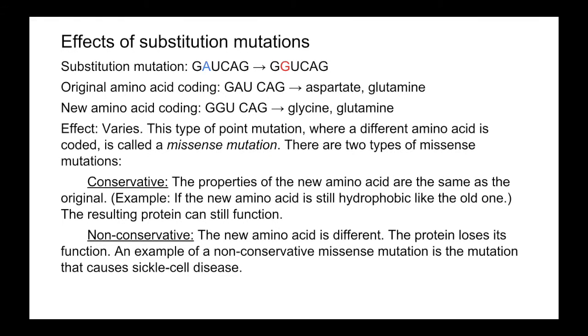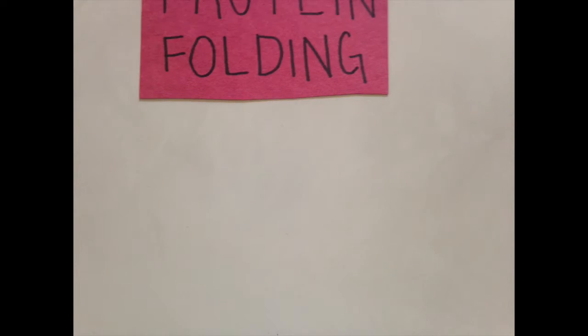This type of point mutation, where a new amino acid is coded, is called a missense mutation. There are two types of missense mutations, conservative and non-conservative. You can see that this mutation was conservative. So what effect does this actually have on the polypeptide? Let's take a look at protein folding.